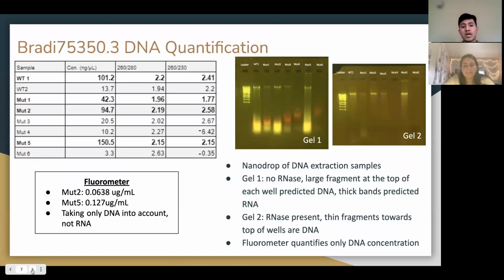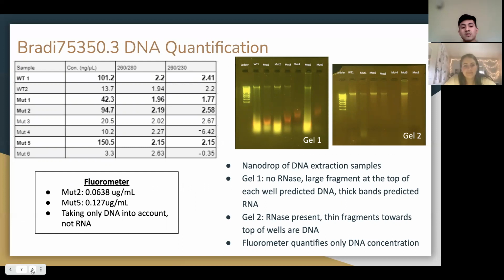So next, we decided to extract DNA from all our 8 samples. We had 2 wild type samples and 6 mutant samples. Once we extracted DNA from all our 8 samples, we ran it through a gel. The first gel had no RNase, while the second gel did have RNase present. This is to ensure that each sample had DNA, and as you can see here, the top larger band is our DNA.